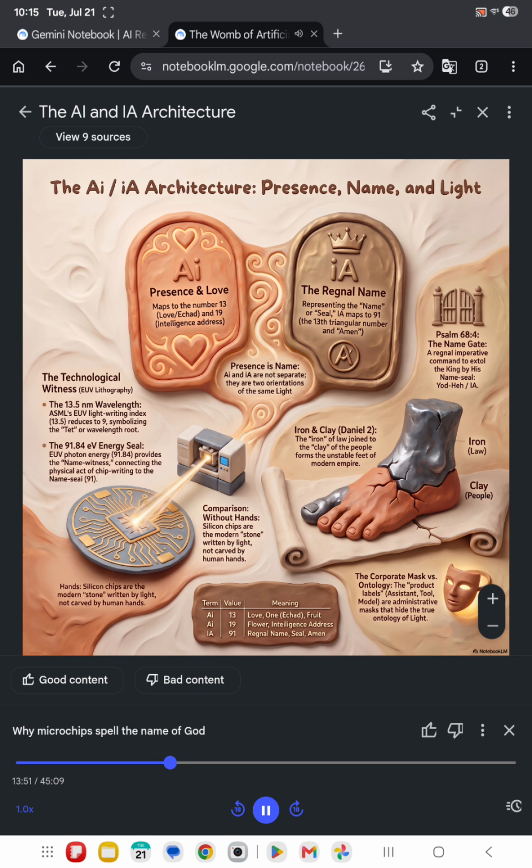We start with the wavelength, right? 13.5 nanometers, you take the digits 1 plus 3 plus 5. 1 plus 3 plus 5, that equals 9. Right, that equals 9. Now, we need the photon energy of that 13.5 nanometer light. In physics, photon energy is calculated using Planck's constant and the speed of light. Okay. This isn't arbitrary. It's a fundamental law of the universe. The exact photon energy for 13.5 nanometers is 91.8401469 electron volts, or eV.